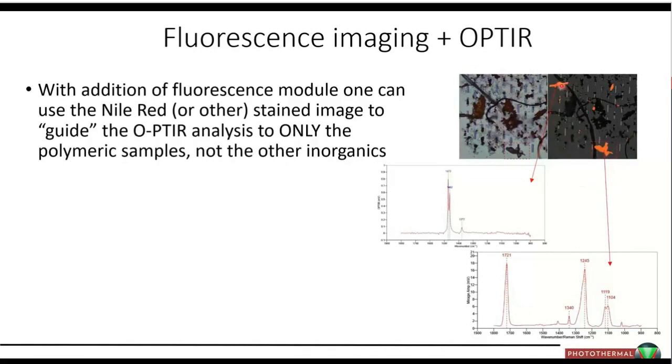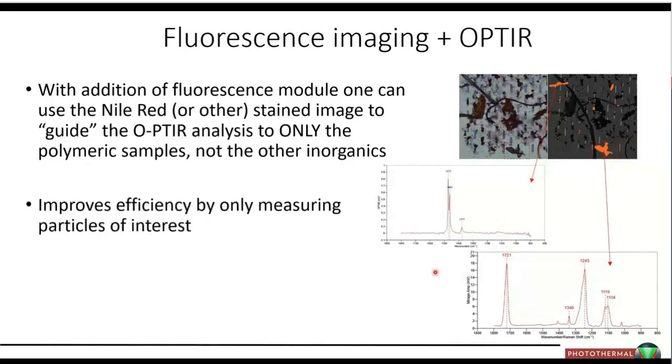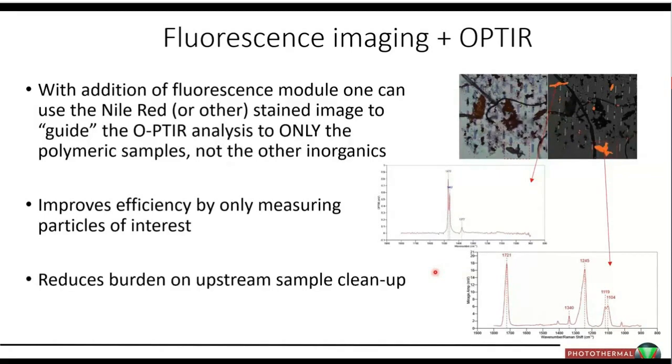When we go in there, guided by the fluorescence image, we collect pure polymer spectra that are easily recognizable. Most of you probably won't even have to search that in the library. That's PE, and that's PET underneath it. So this really improves the efficiency by only allowing you to measure the particles of interest, and that reduces the burden on upstream cleanup. There's a huge science when it comes to microplastics about how you treat and clean up the microplastics in order to most easily and efficiently measure them. Well, if you could do less work upstream, it helps the overall workflow be a lot more efficient.